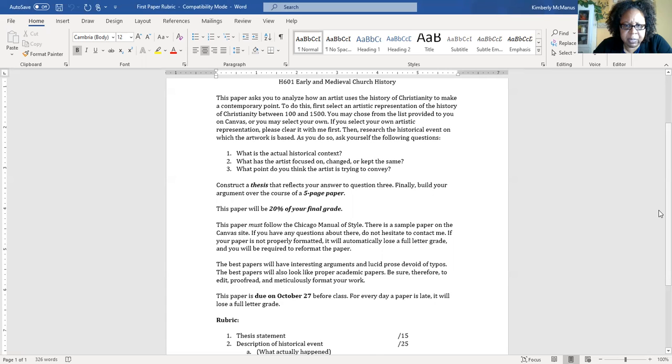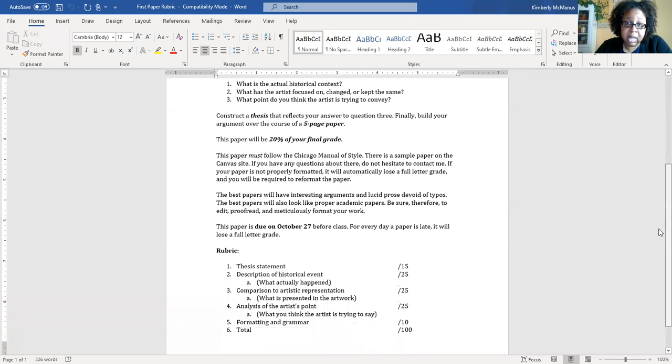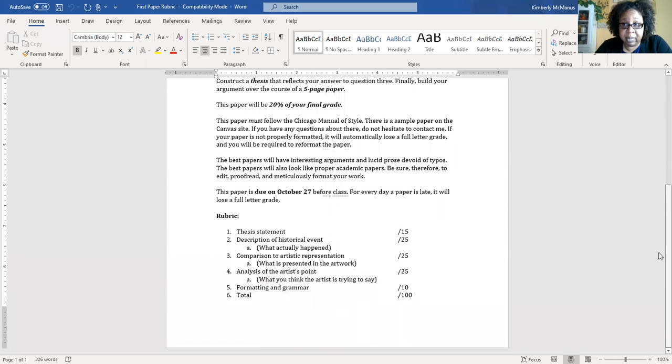If your paper is not properly formatted, it will automatically lose a full letter grade. You will be required to reformat the paper. The best papers will have interesting arguments and lucrative prose devoid of typos. The best papers will also look like proper academic papers. Be sure, therefore, to edit, proofread, and meticulously format your paper. It says here the paper was due on the 27th. So that means this paper, if you haven't already submitted, it is late. Okay.